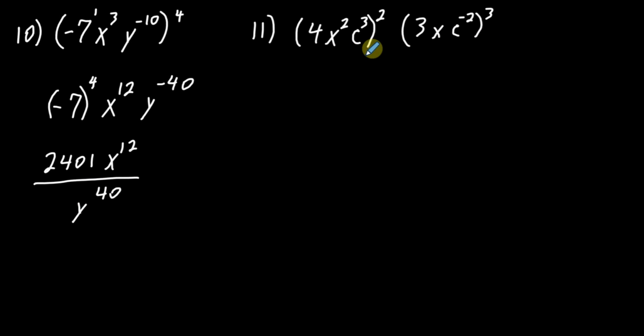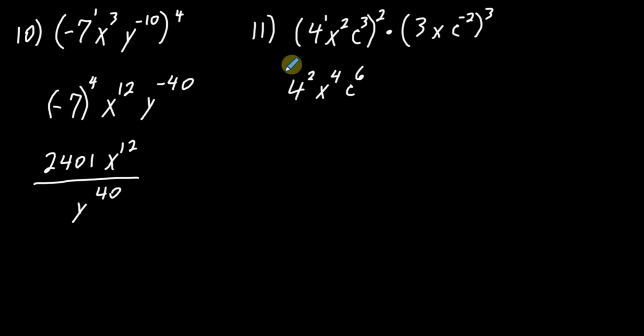Okay, so now here we have a mix of things. We want to multiply these two things together, but first I have to take care of all of this to the second, all of this to the third. Then I can multiply, right? Exponents have precedence over multiplication. So again, we have 4, I need the exponent, 1, 4 to the 1 times 2. Then we have x to the 2 times 2. We have c to the 3 times 2.